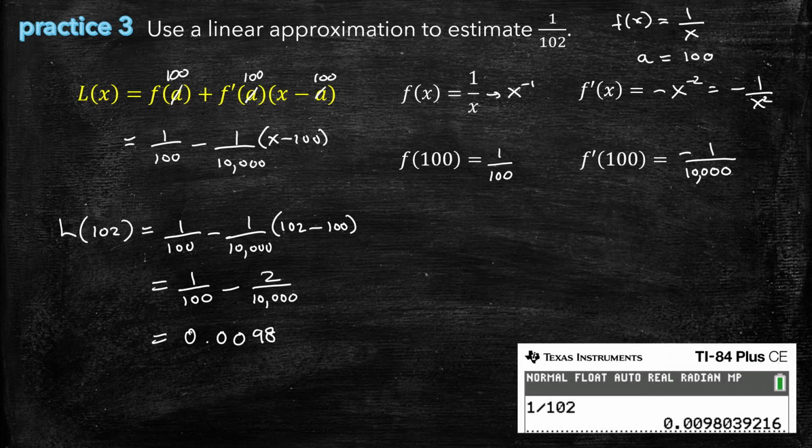How did we do? Hey, not bad, actually. That's 4 decimal places, or you could even argue 5 decimal places. We are correct.